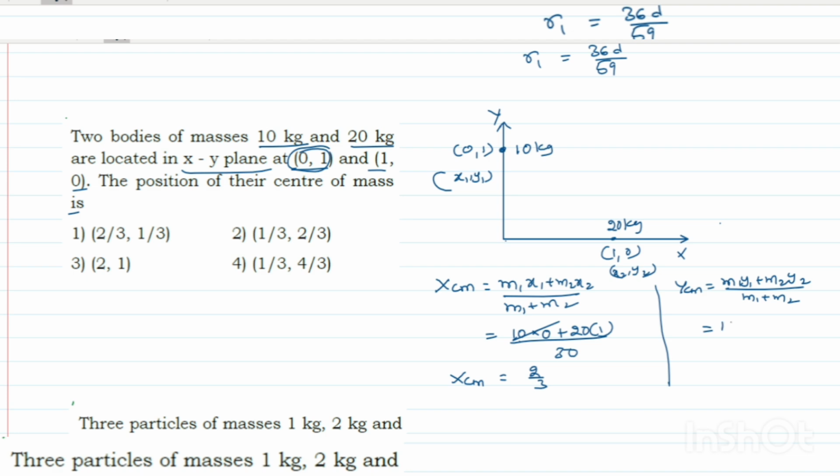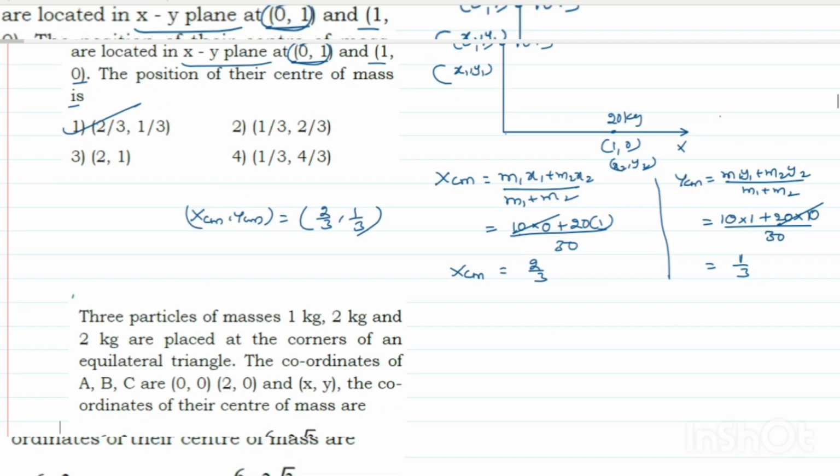M1 is given as 10 into Y1 value, which will be located at 1 meter, plus M2 is 20 into 0, by the total mass, which will be 30. This will get cancelled, 10 by 30, in the sense here we will be getting 1 by 3. So the position of the center of mass, along the x-axis and y-axis, will be lying at 2 by 3 comma 1 by 3 meters distance. This is the correct answer.